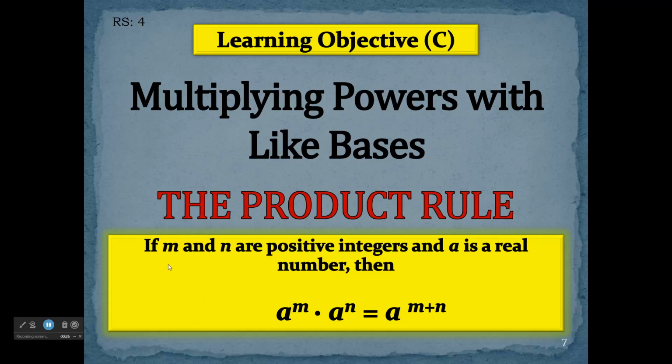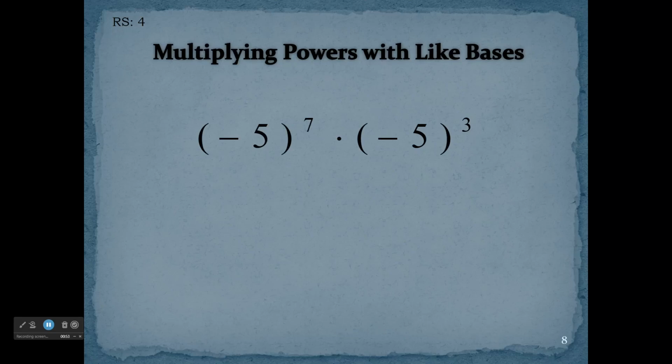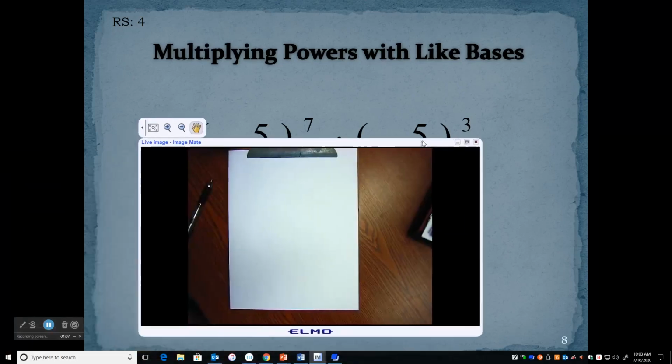The technical definition says that if m and n are positive integers and a is a real number, then base a to the power of m times base a to the power of n is equal to a to the m plus n. Now that probably doesn't make a whole lot of sense whatsoever. So let's look at some examples. In parentheses, we have a base of -5 raised to the power of 7 times, in parentheses, the base of -5 raised to the power of 3.